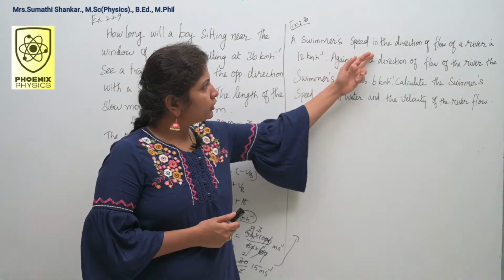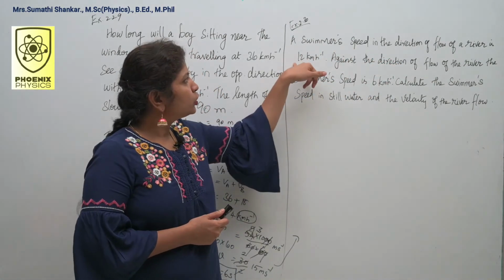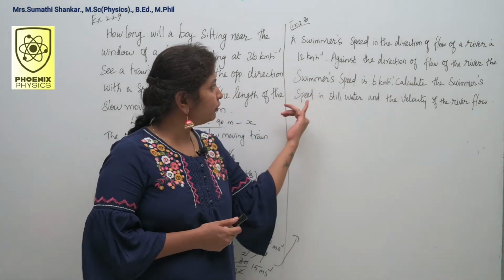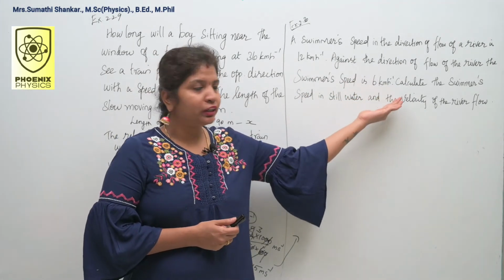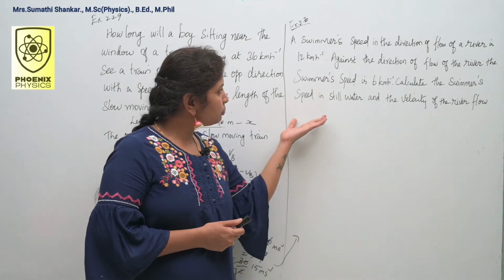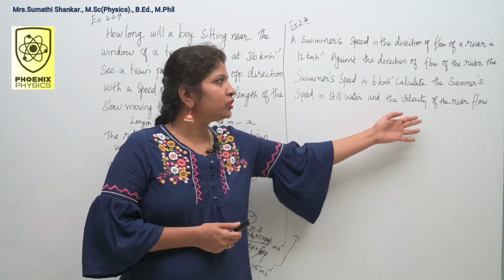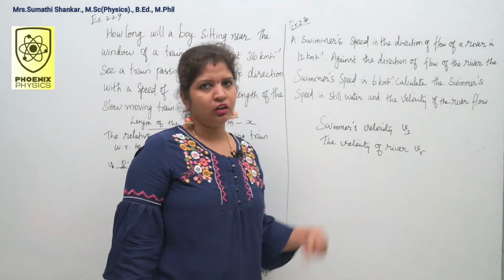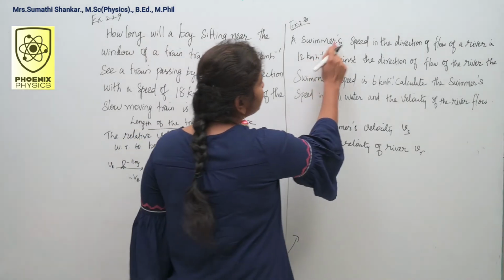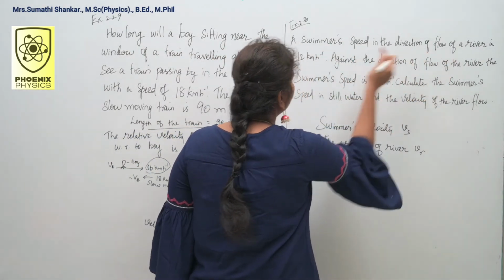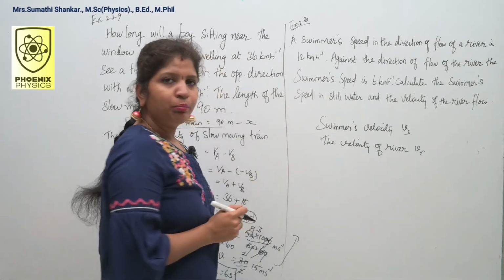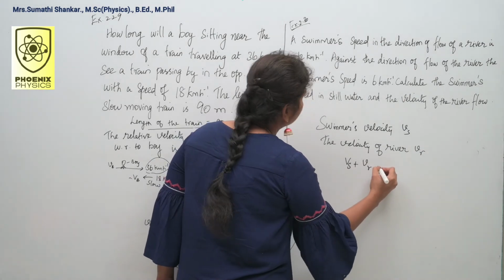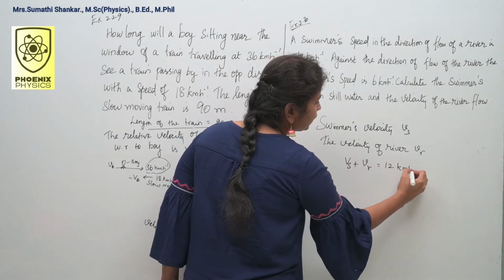A swimmer's speed in the direction of flow of a river is 12 km per hour. Against the direction of flow of the river, the swimmer's speed is 6 km per hour. Calculate the swimmer's speed in still water and the velocity of river flow. Swimmer's velocity Vs, the velocity of river is Vr. So what is given? Swimmer's speed in the direction of flow of river is 12 km per hour. That is, swimmer's speed plus river speed is equal to 12 km per hour.